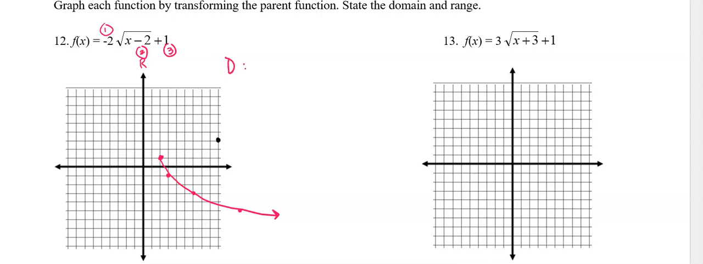And then we have to state the domain and range. The domain will be x's that are greater than or equal to 2. The range will be y's that are less than or equal to 1.